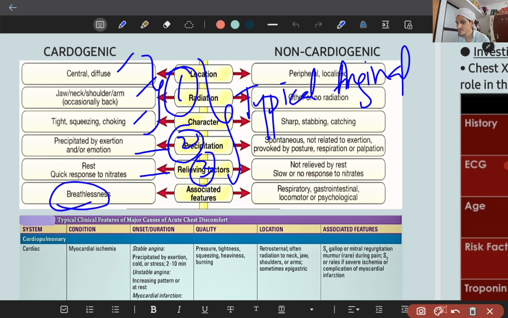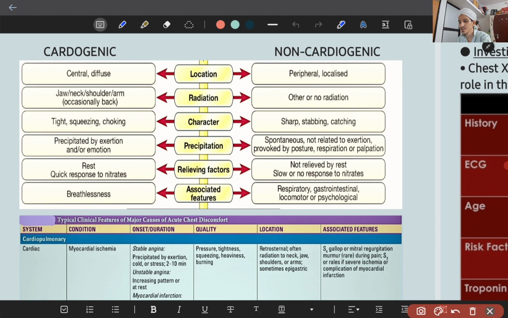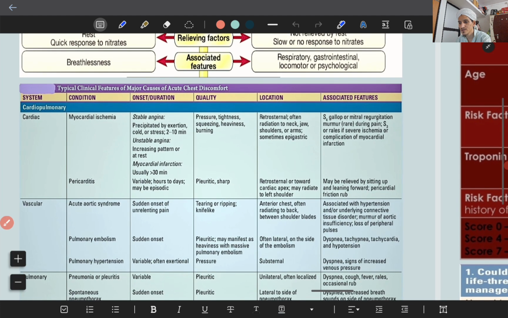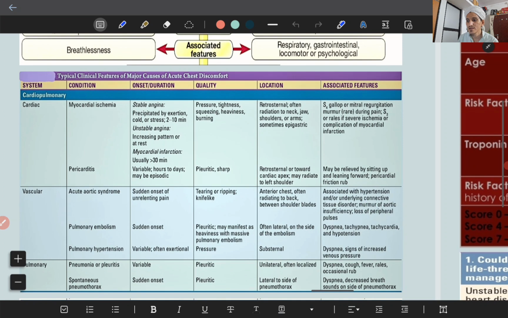Okay, the whole summary. You can divide the acute chest pain causes as cardiopulmonary and non-cardiopulmonary. Cardiac causes include, first, myocardial ischemia. It can be stable angina precipitated by exertion, cold or stress, lasting 2 to 10 minutes, and it can be unstable angina, with increasing pattern or angina at rest, or it can be MI, usually lasting more than 30 minutes.